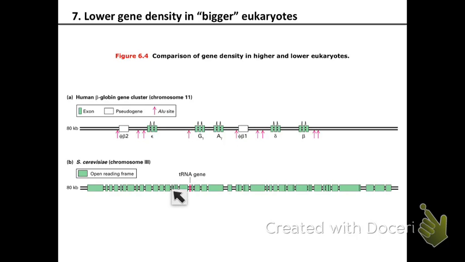But if you look at the yeast genome, which is much more compact, each of these green boxes are actually a gene. They're called open reading frames. They encode for one protein, one functional product. So you can see that their genomes are really packed while our genomes are kind of sparse with exons.